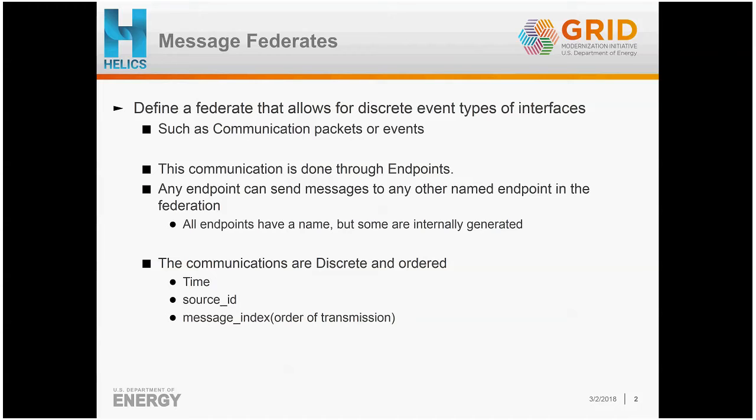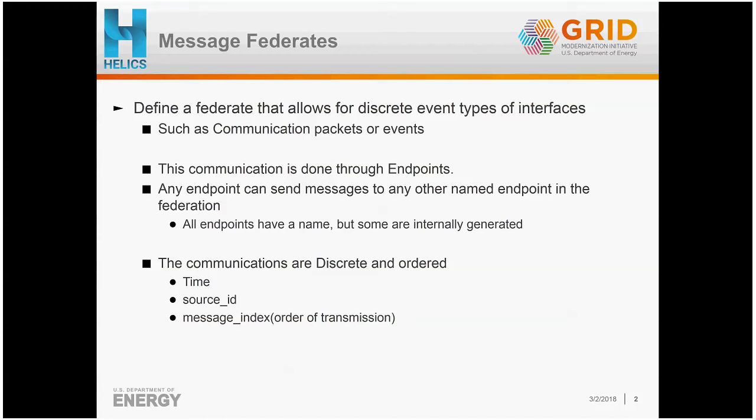Make a note here that all endpoints have a name, but some can be internally generated. So if you specify an endpoint with no specified name, one is automatically created. So it may be difficult to send something to that, but you can send stuff from it and reply to it as necessary. The communications between these endpoints are discrete, so there's single packets of data.